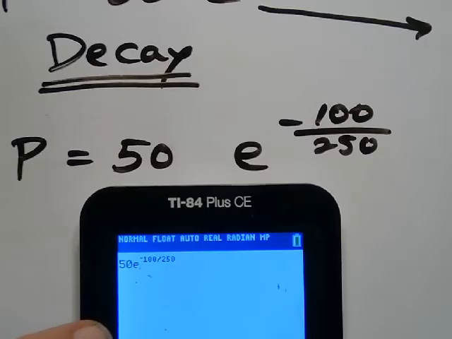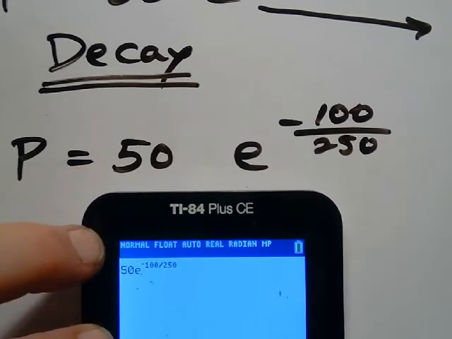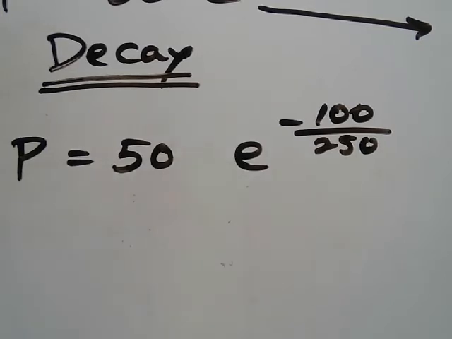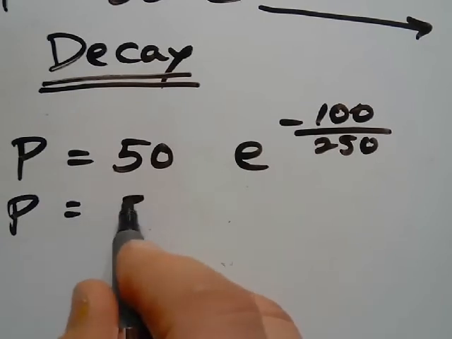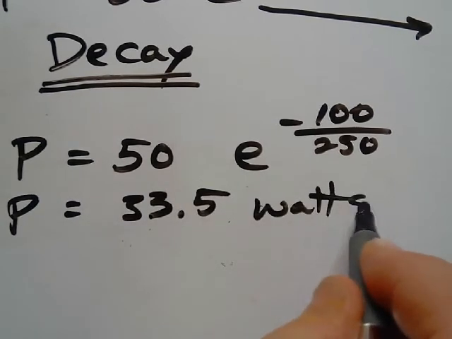All right, you can see I've entered it in the calculator there. 50 was our initial amount, e to the negative 100 over 250. If you have parentheses on your calculator, use them properly there. This exponent is negative. Let's see what answer we end up with. 33.5. So the power output is 33.5, and that's in watts.